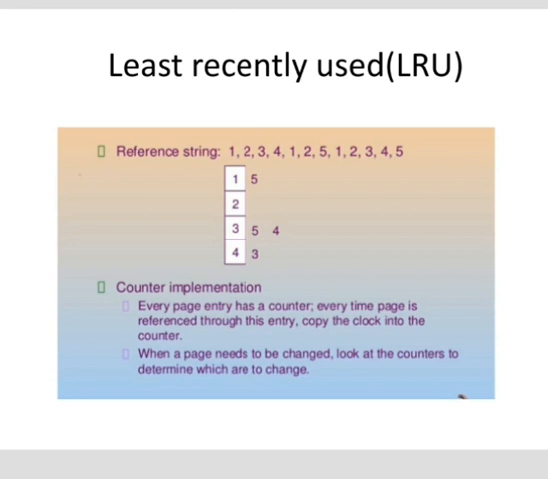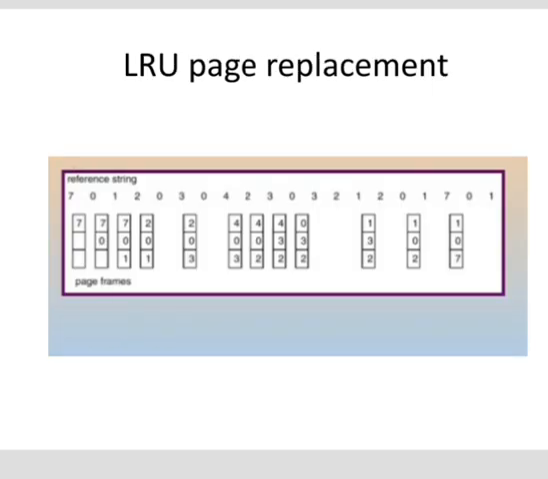So the first two references cause the page fault and are brought into the empty frames. So at this point, the backward distance of the page number, the third page reference does not cause a page fault. And this diagram shows the LRU page replacement.